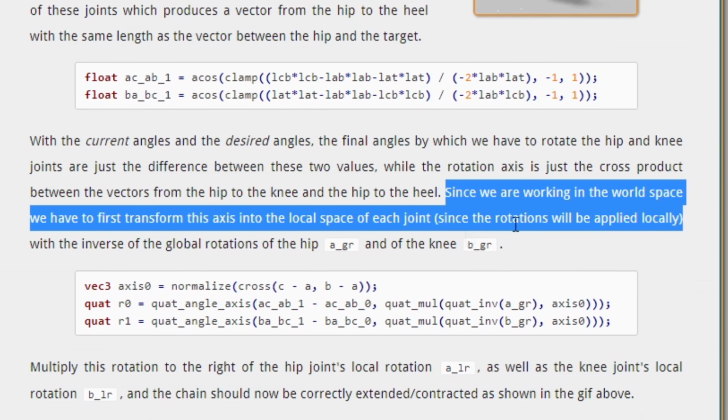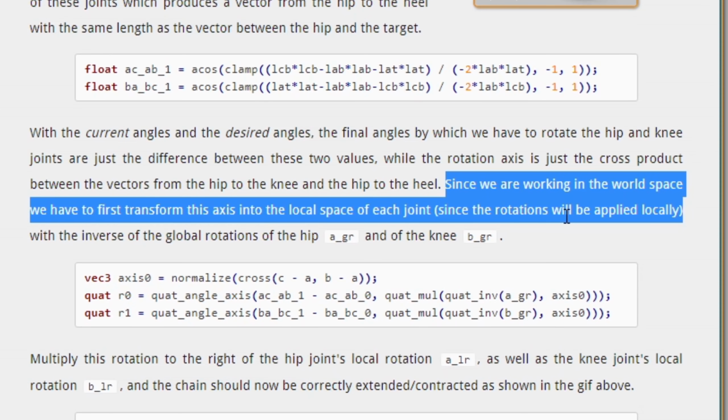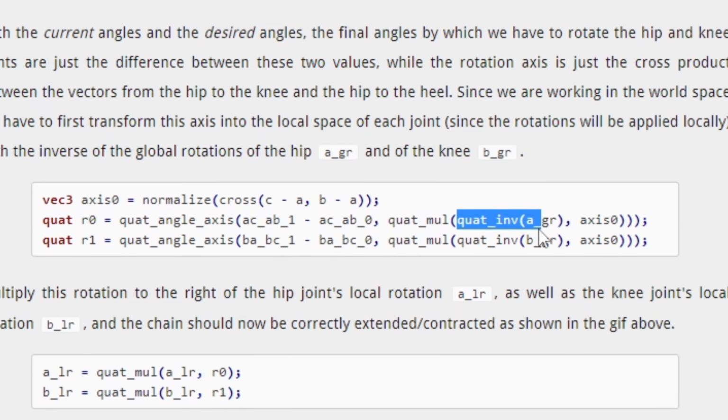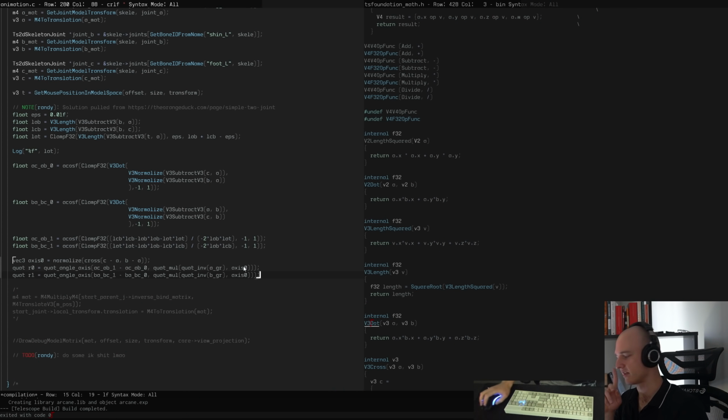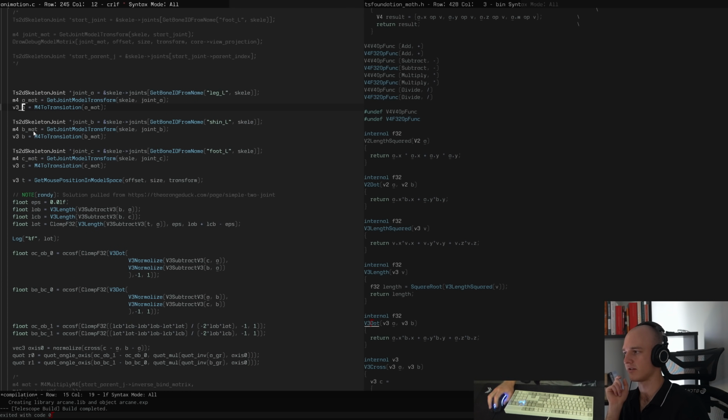The inverse of the global rotations of the hip, AGR, and of the knee. What inverse of AGR and BGR? You see, I can do that. I know how to do that. So there's one thing in here which I'm going to need to do myself, which is the AGR and BGR, so the global rotation of A and the global rotation of B, which is quite straightforward.